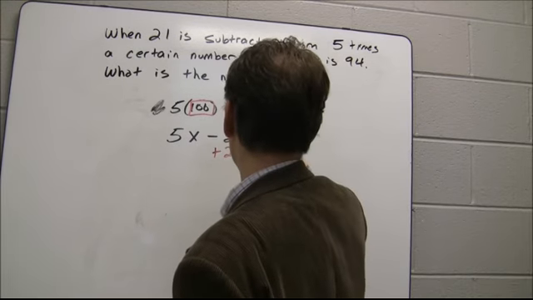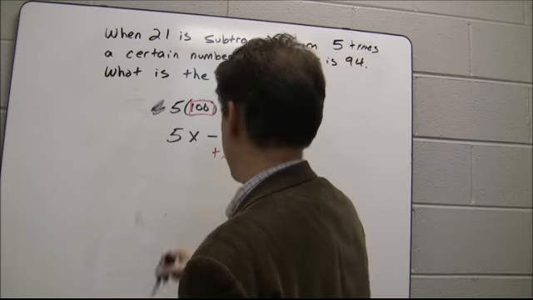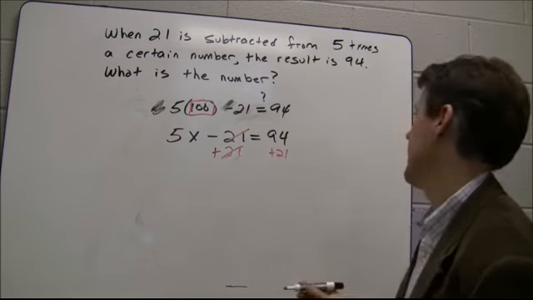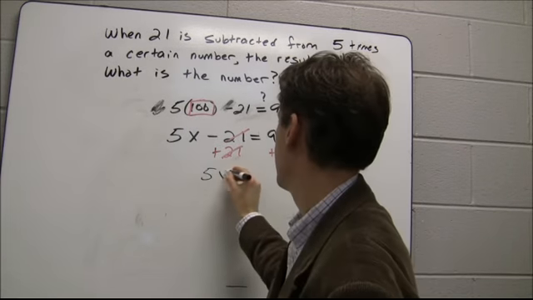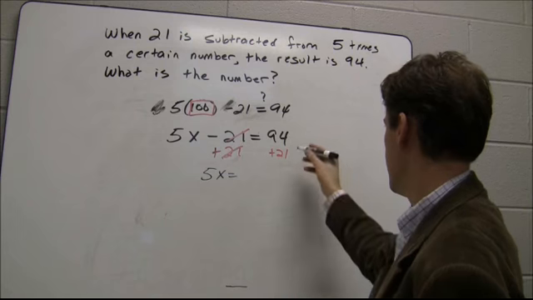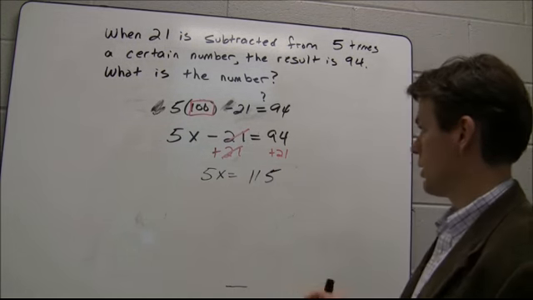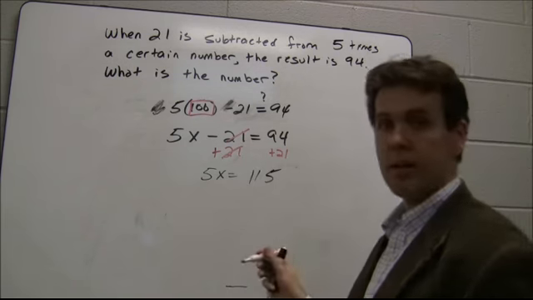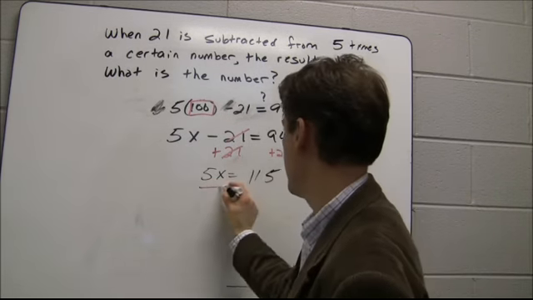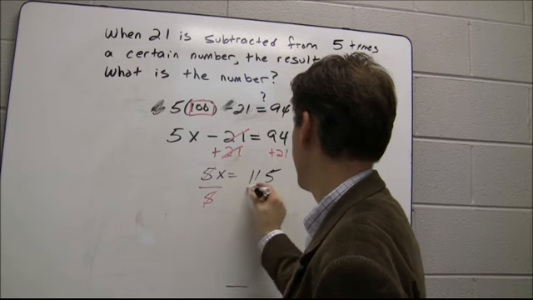We'll add 21 to both sides. So the left-hand side, what am I left with? Just a 5x. The right-hand side, I've got 115. One more step. 5x is 115. How do I get rid of this 5 here? Divide both sides by 5.